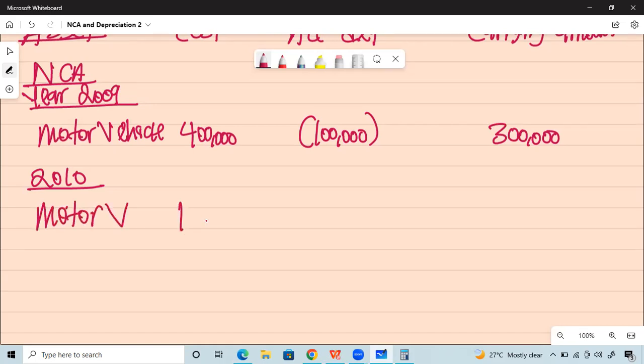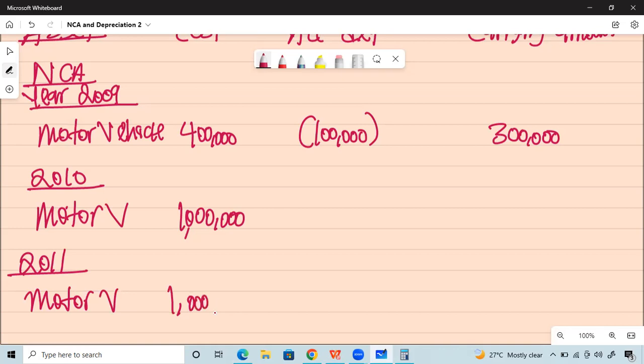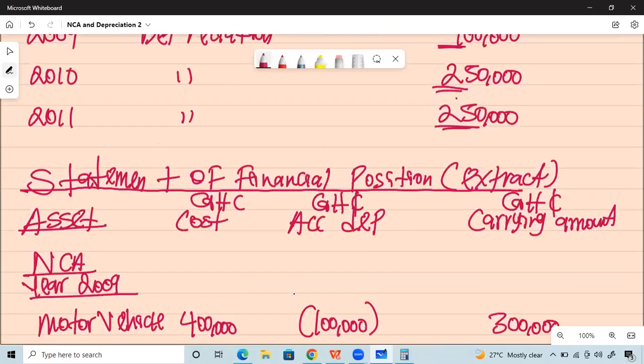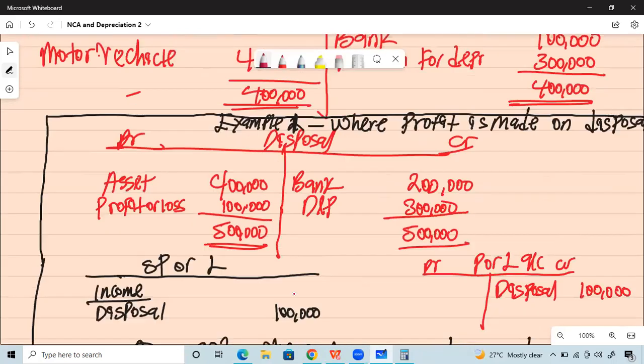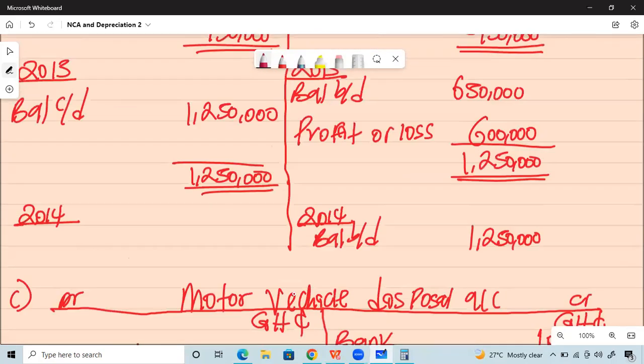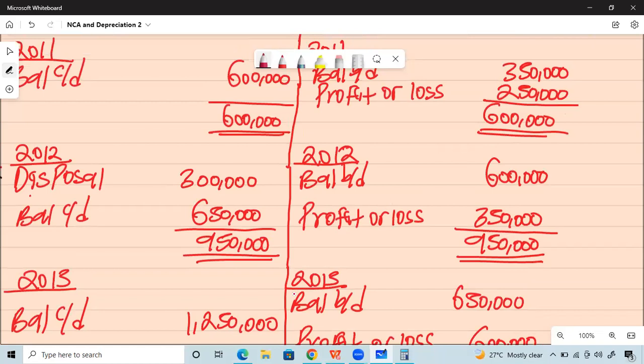This is 1 million. And when you go towards 2011, the motor vehicle is still 1 million. So you now need to bring the accumulated depreciation in 2010 and 2011. So you go to the provision for depreciation account.